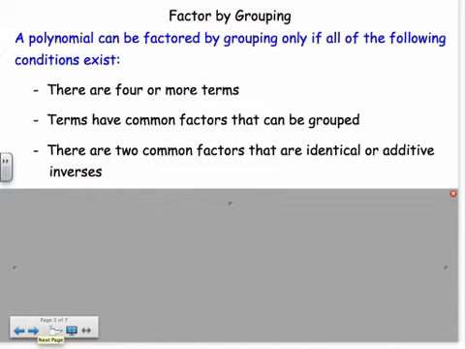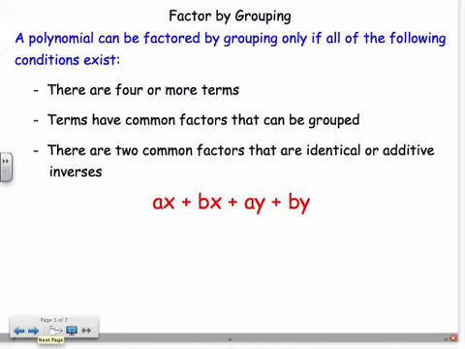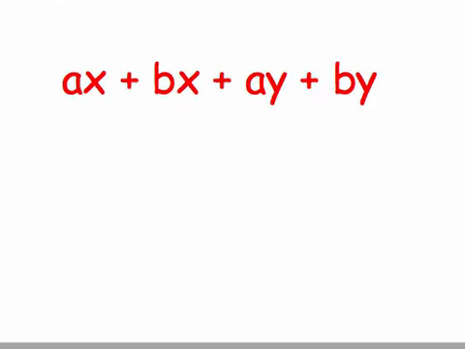Looking at it algebraically, let's say I had an expression ax plus bx plus ay plus by. Okay, there's a couple ways I could group this. If you notice, I have a common factor in these first 2. I have an ax and a bx, so I could group the first 2. In my second spot, I have y's, so I could group the y's together, ay plus by, and then I could factor out of each one.